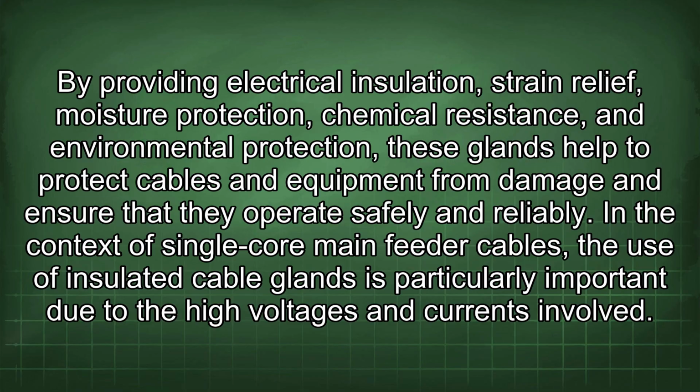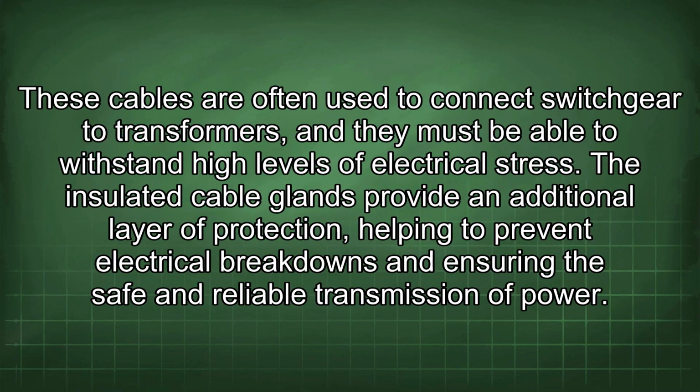In the context of single-core main feeder cables, the use of insulated cable glands is particularly important due to the high voltages and currents involved. These cables are often used to connect switchgear to transformers, and they must be able to withstand high levels of electrical stress. The insulated cable glands provide an additional layer of protection, helping to prevent electrical breakdowns and ensuring the safe and reliable transmission of power.